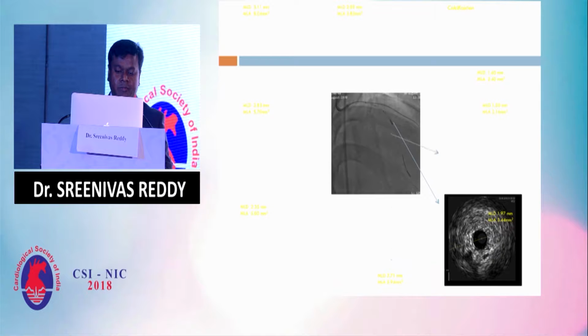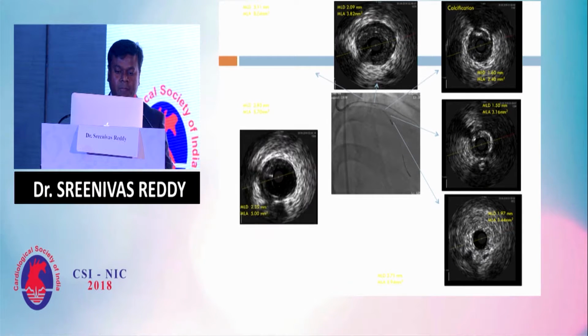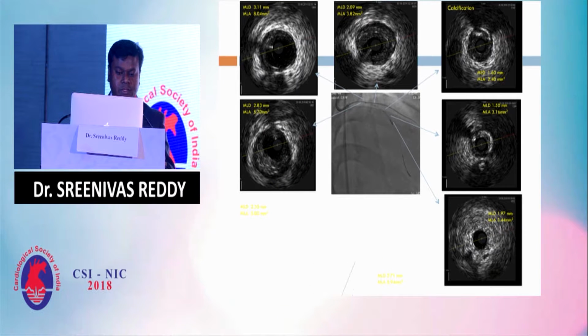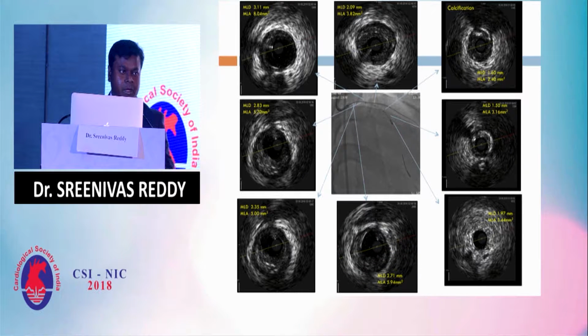After placing the wires, a pullback from LAD to left main was taken. You can see here, although the left main in our angiography was looking intermediate, there is a significant plaque burden in this distal left main, and here you have an MLD of 2.35 and MLA of 5.94. If you have a left main MLA of less than 4.5 to 6, it corresponds to an FFR of 0.75 to 0.8.